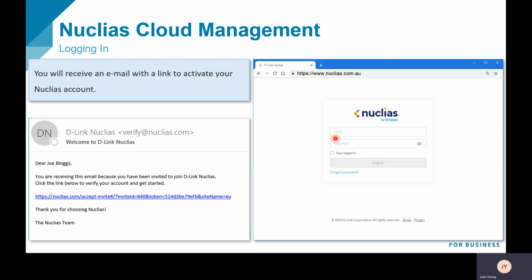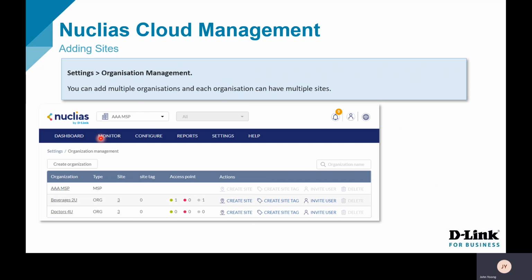So how are you going to access your account? Once you register with our Nuclias Cloud, we will send you an email to activate your account, as you can see over here. Just click on the link. It will ask you to create your own password. Once you create that, you can just put in the new username and password to log into the Nuclias Cloud.